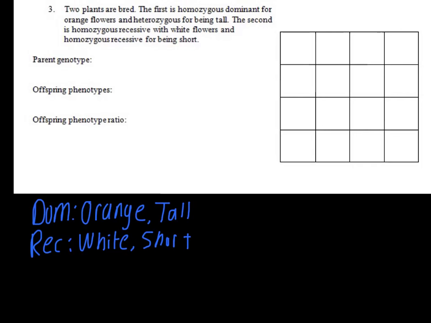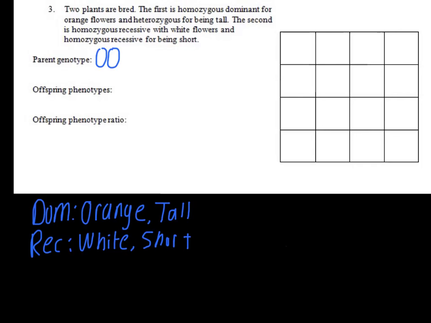The next thing we have to do is figure out the parent genotype. So if we look at our first individual, it says it's homozygous dominant for orange flowers. Since we know that orange is our dominant trait, we're going to use O's. Since it's homozygous dominant, it will be two capital O's. So capital, capital. Since my O's all kind of end up looking the same, I'm going to write the lowercase o sort of like a cursive o to keep me from having to go through and underline everything.